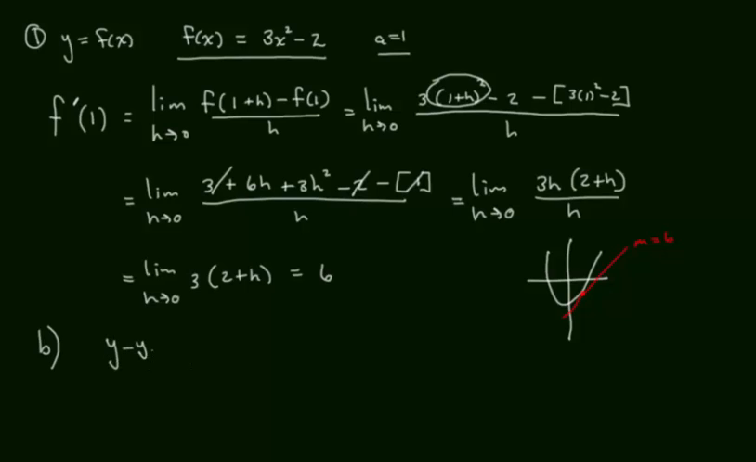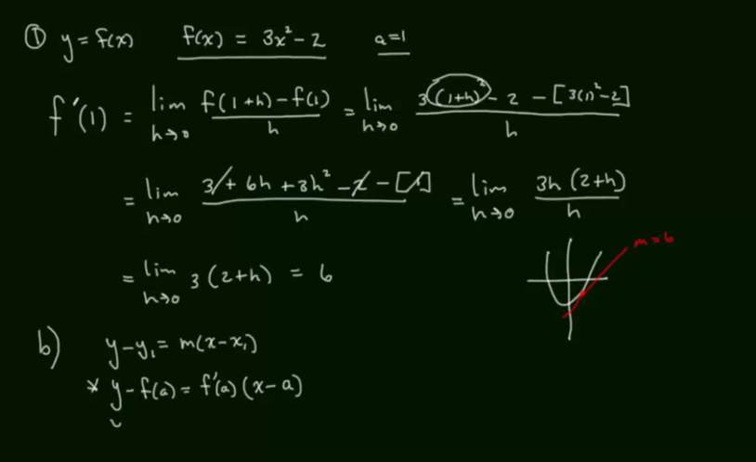y minus y1 equals m times x minus x1, point slope. It has some utility later. And so let's write this a little bit more descriptive. Instead of y1, let's say f at a. Instead of m, we learned that m is f prime of a, and then x1 is the x coordinate of the point, which is the a. So this is a better version of the point slope.